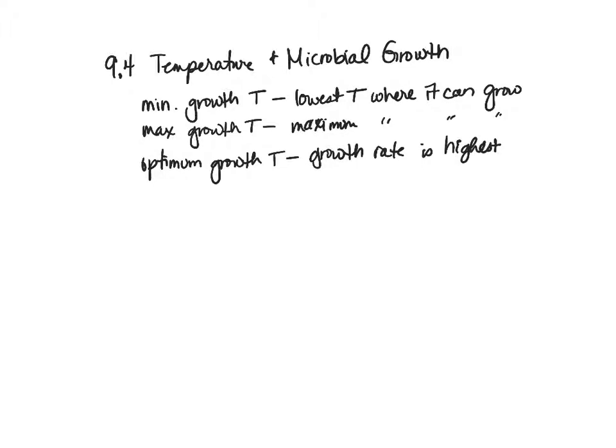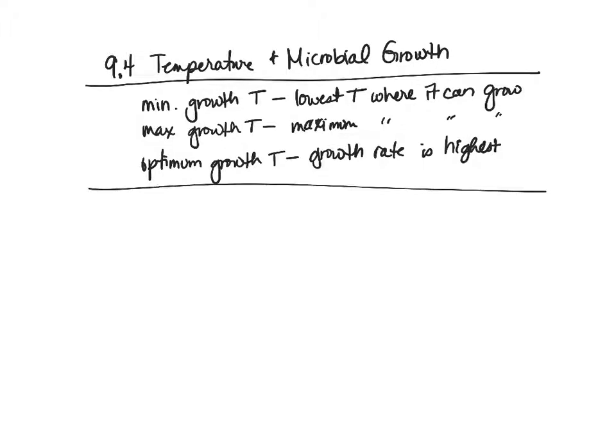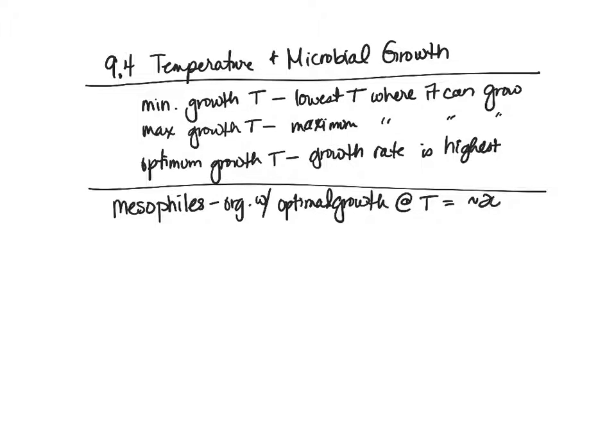So then we have terms similar to what we saw in pH. We have terms that are associated with different temperatures in this case. So where we find most of our organisms, especially when we're talking about human health, they are called mesophiles. And so these are organisms with their optimal growth at temperatures that are about 20 degrees Celsius to 45 degrees Celsius.